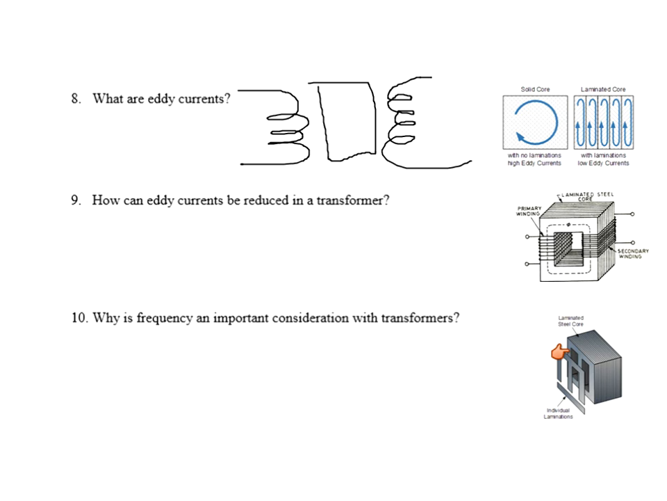So what are eddy currents? They're unwanted currents that develop inside of a metal core. How can eddy currents be reduced? By laminating the core or utilizing laminations in the core. That'll be your answer for that one.